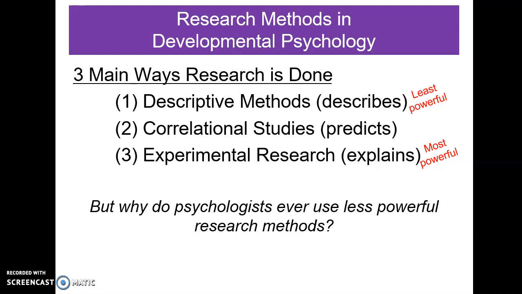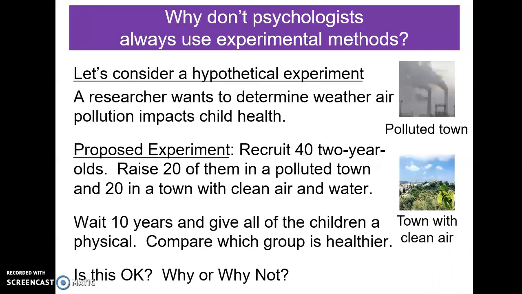Let's say that you are a researcher and you want to determine whether air pollution impacts child health. So you recruit 40 children, 2-year-olds, and obviously their parents and their families, and you randomly allocate 20 of them to be raised in a polluted town, and you randomly allocate the other 20 and their families to live in a town with clean air and water. Now you wait 10 years because you want to see what the effects are, and then you give all of the children a physical, and you want to know which group is healthier.